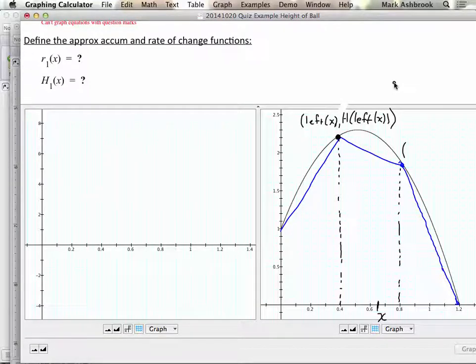So if you have any value of x, the input's x, we want the output to be the average rate of change in that current interval, right? And so we know we need the coordinates of these points. Given a value of x, the coordinates of the point at the left end of that current interval will be left x, and in this case, h of left of x. That's to help get you started with both of these. Keep going, see if you can do it.